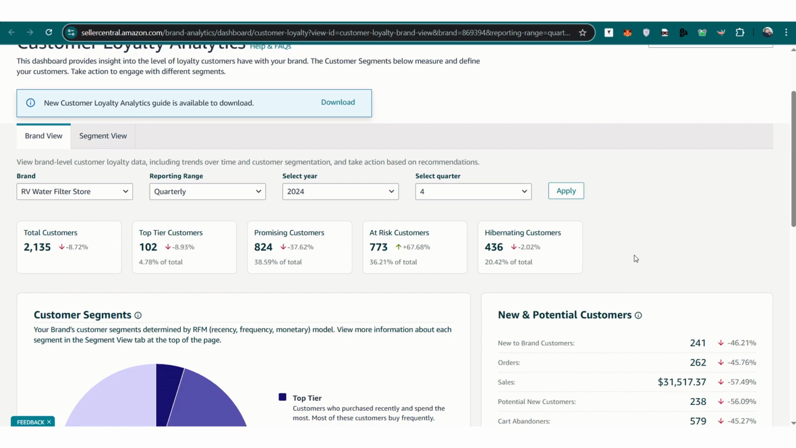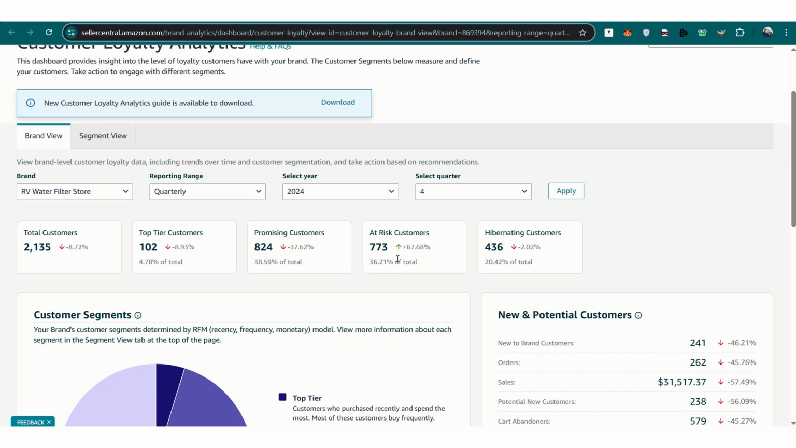On the other hand, if the number of hibernating customers is growing, it suggests that previous buyers are no longer engaging with your brand. These customers might be won back with a retargeting campaign or by addressing any potential gaps in availability, listing optimization, or pricing competitiveness.